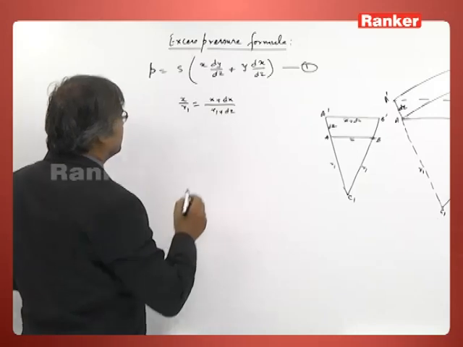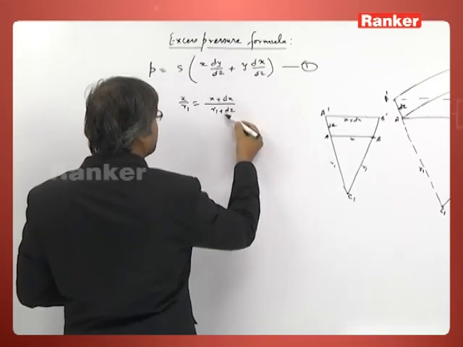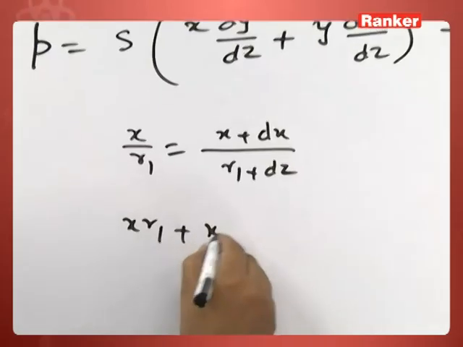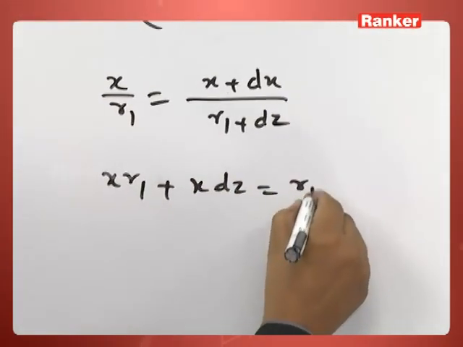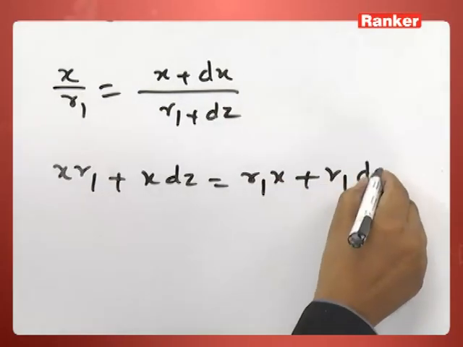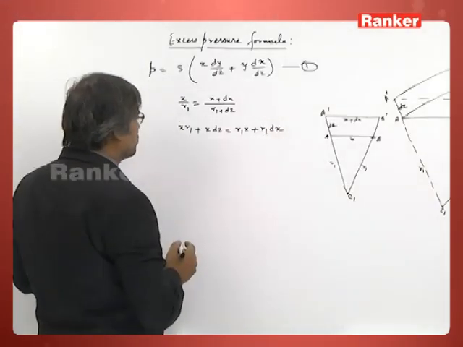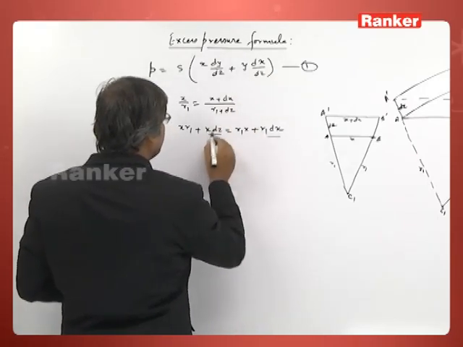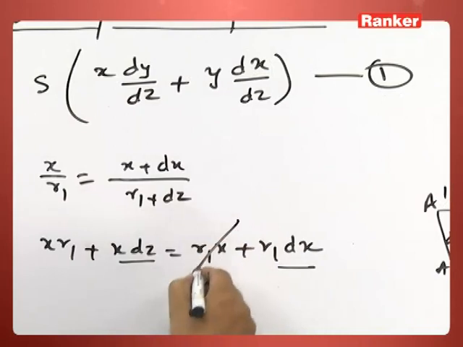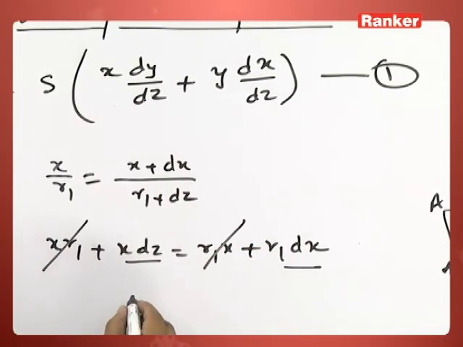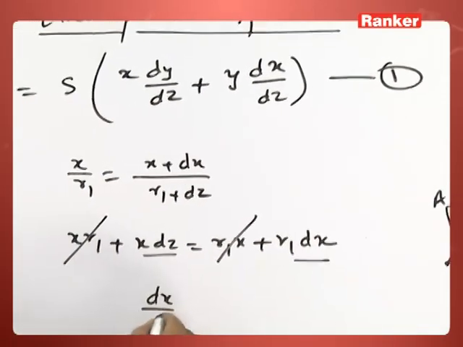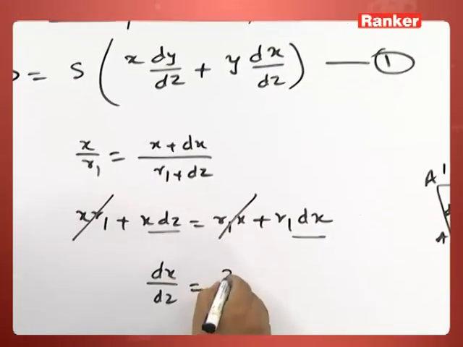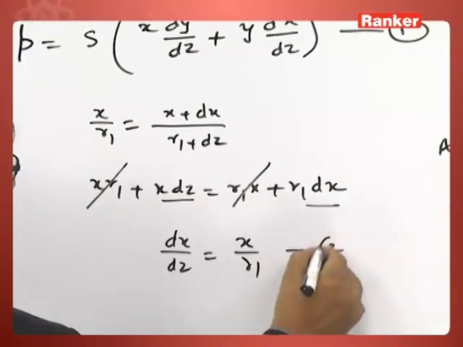So I want my dx by dz expression. You see x R1 plus x dz is equal to R1 x plus R1 dx. So this R1 x cancels out, and we have dx by dz as x by R1. So this is 2.